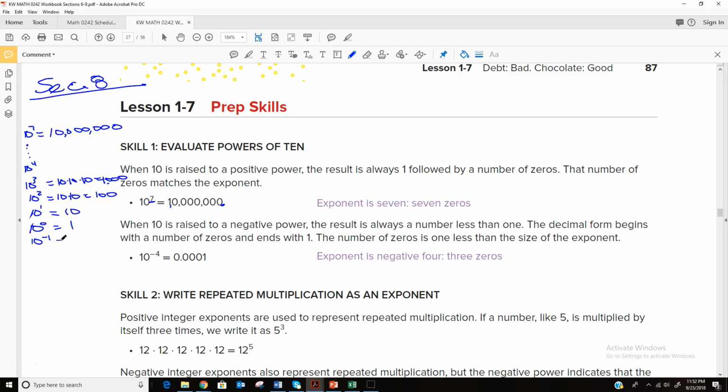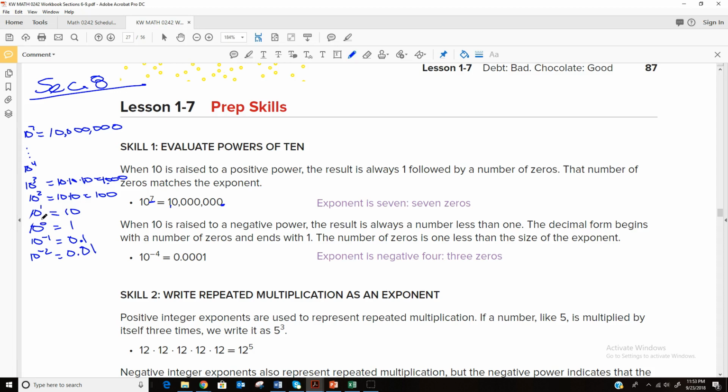10 to the negative 1 is actually 0.1, or 1/10. 10 to the negative 2 is 0.01. Sorry, I added an extra 0 at first. So if we count from where the decimal spot is to get behind the 1, in this case, we have to move one decimal spot. From here, we'd have to move two decimal spots, and so on.